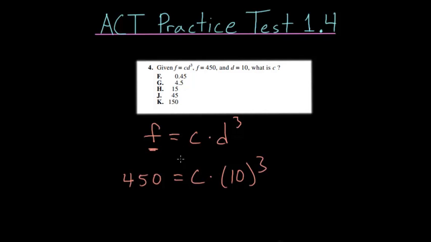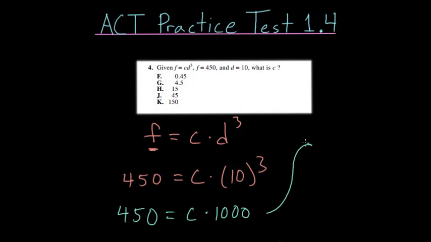So from this point, we just have to solve for c. And to do that, we'll rewrite the equation, but this time evaluating this 10 to the third power. So we have c times 10 to the third power, which is just 10 times 10 times 10, or 1,000.